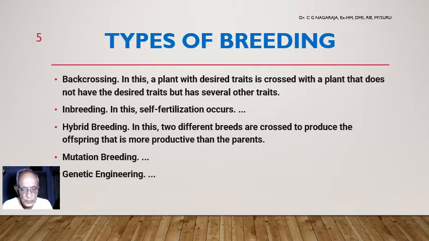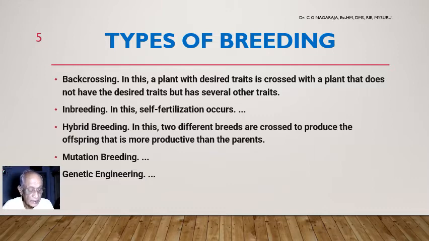Having understood what is breeding, we shall try to find out how many types of breeding we can find or are in practice today in India. One is called back crossing. In this, a plant with the desired traits is crossed with a plant that does not have desired traits but has several other traits. That means, as I told you earlier, maybe a dwarf plant which is not yielding anything, maybe a very long plant that is yielding very well. So they will produce a new plant, new variety, which is neither short nor very tall, but will have the capacity to yield extremely desired qualities. That is called back crossing.